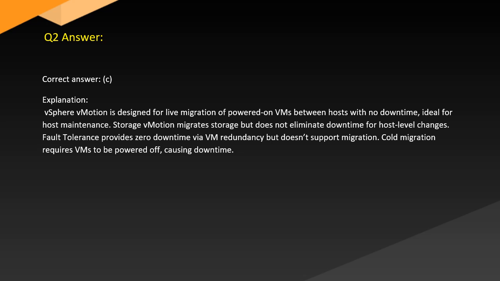Answer. Correct answer: C. Explanation. vSphere vMotion is designed for live migration of powered-on VMs between hosts with no downtime, ideal for host maintenance. Storage vMotion migrates storage but does not eliminate downtime for host-level changes. Fault Tolerance provides zero downtime via VM redundancy but doesn't support migration. Cold migration requires VMs to be powered off, causing downtime.